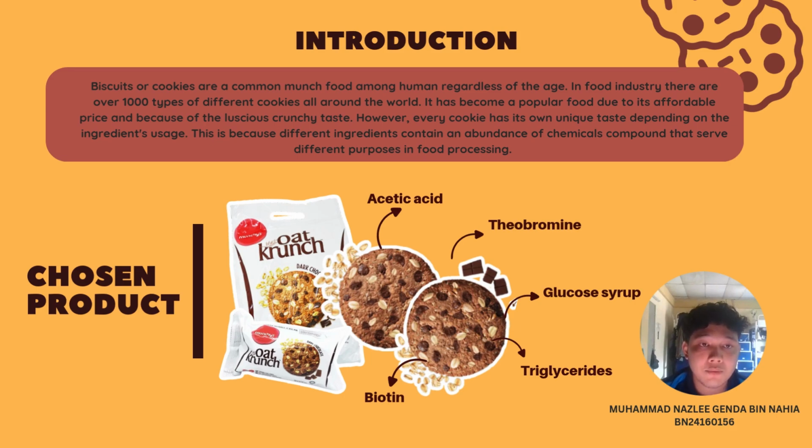This is because different ingredients contain an abundance of chemical compounds that serve different purposes in food processing. Thus, our presentation will discuss 5 organic compounds in 5 different ingredients, which are acetic acid in cocoa powder, biotin in hazelnut, triglyceride in cocoa butter, maltose in glucose syrup, and lastly theobromine in chocolate chip.